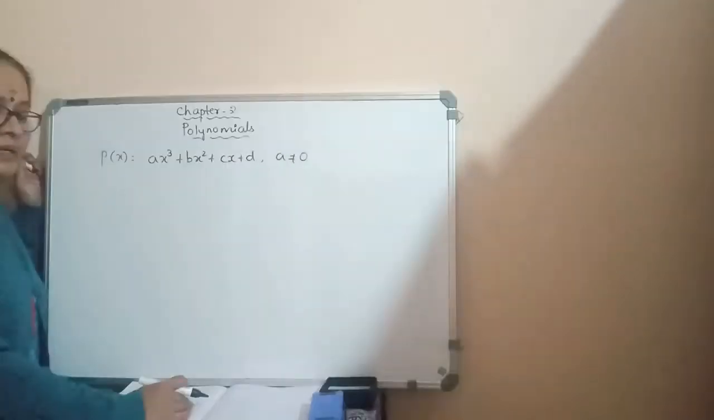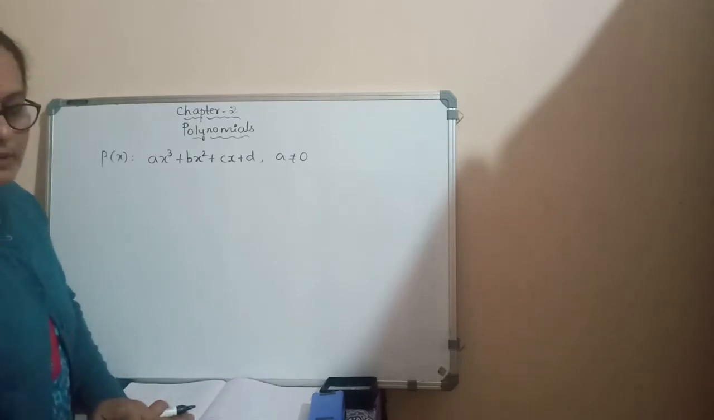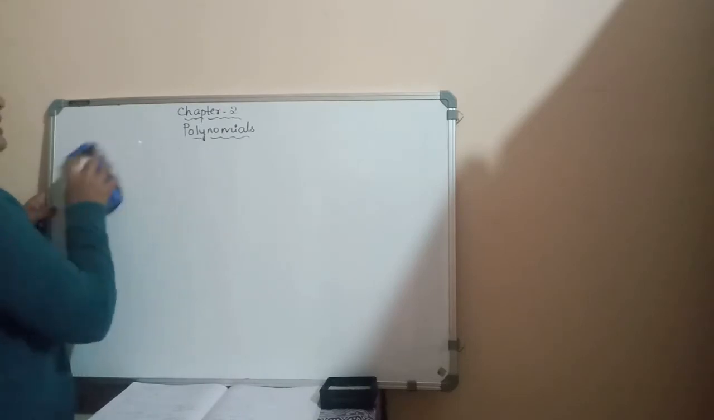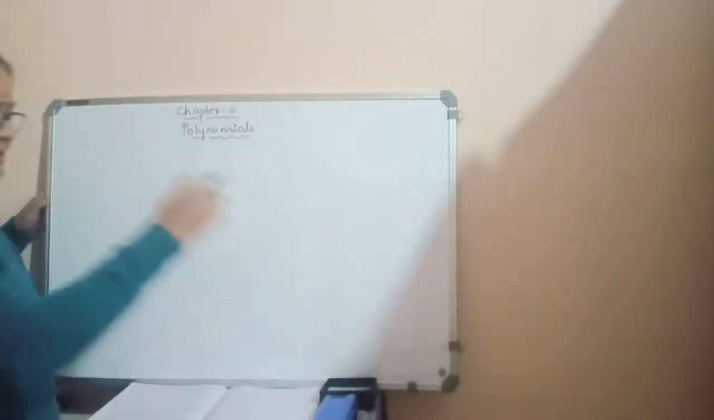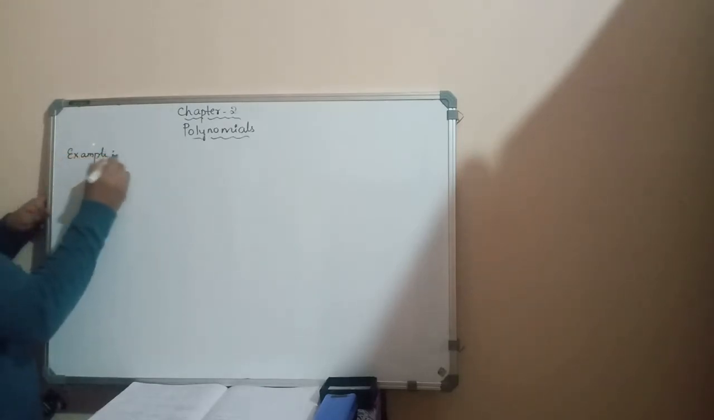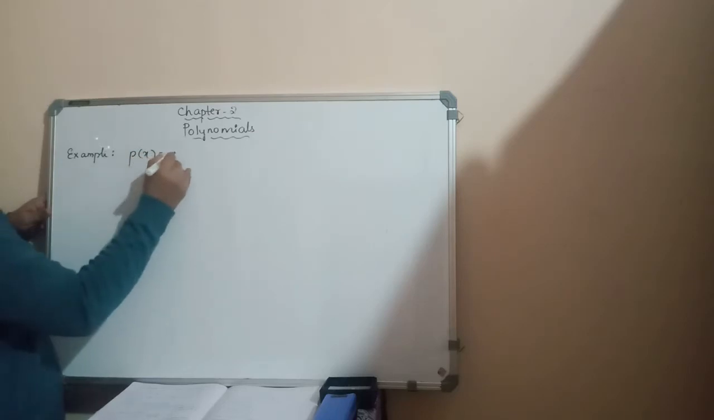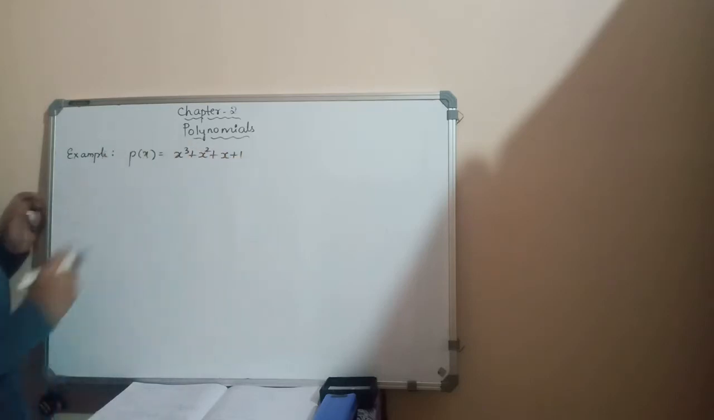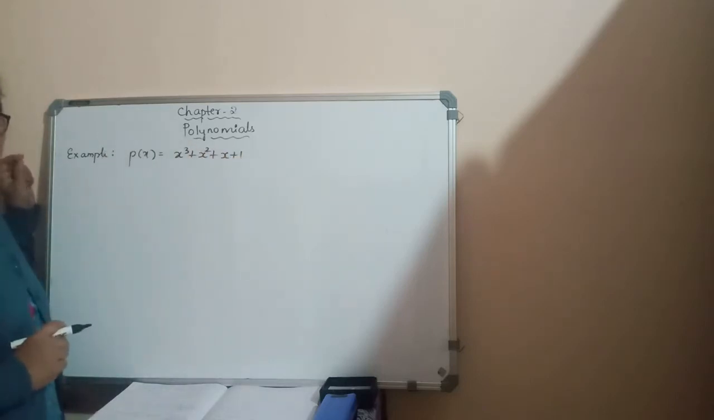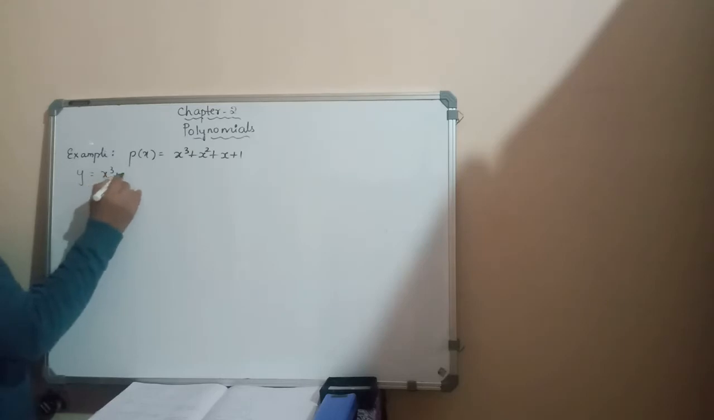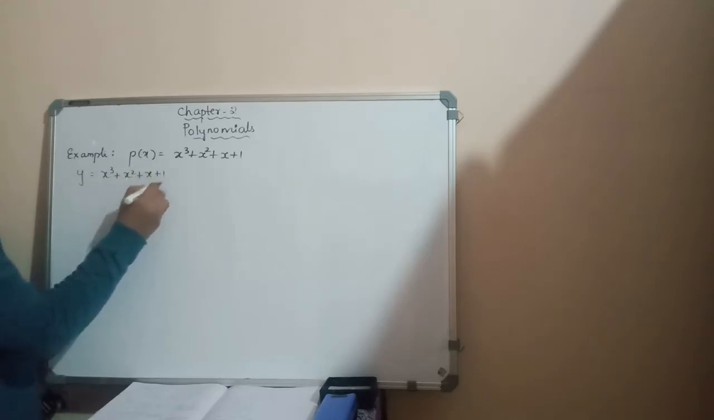So, before going to the relationship between zeros and coefficients, what are the types of graphs we get for this cubic polynomial? Let us take an example. Take the cubic polynomial p of x equals x cube plus x square plus x plus 1. Now, we will plot the graph for this polynomial. So, let us take y equals x cube plus x square plus x plus 1.